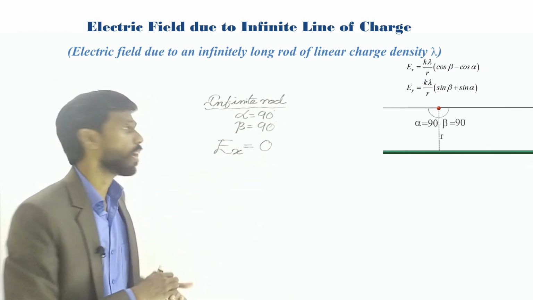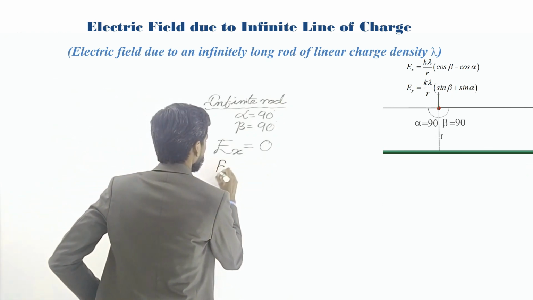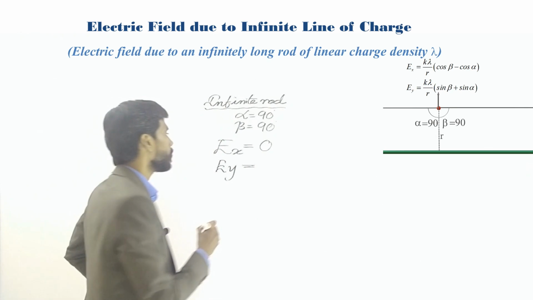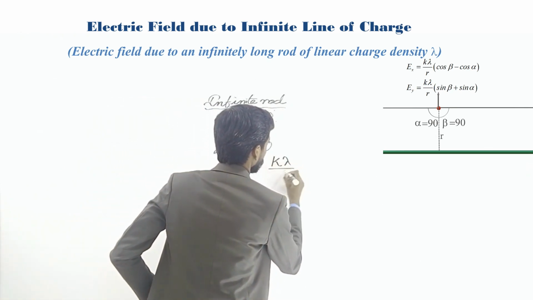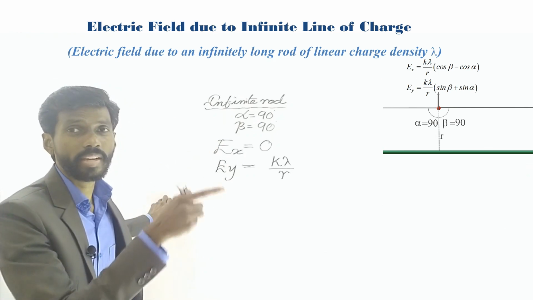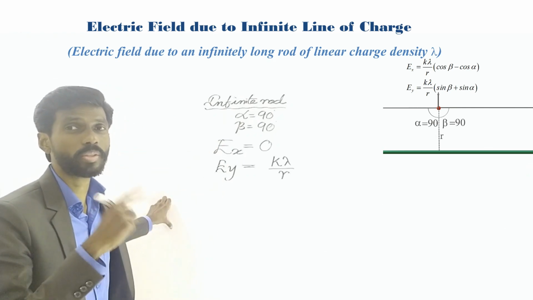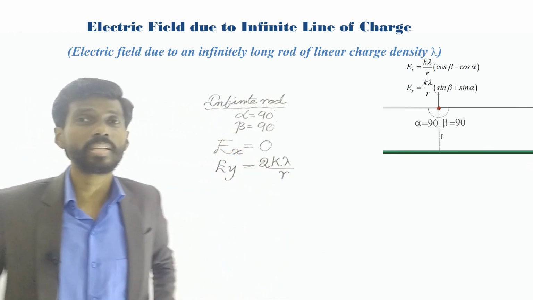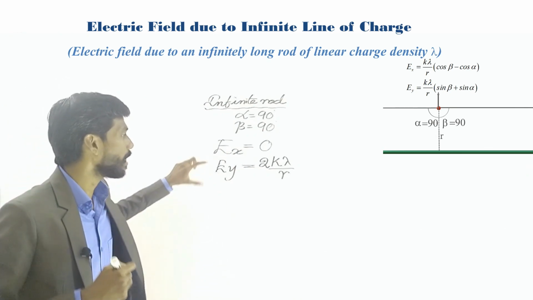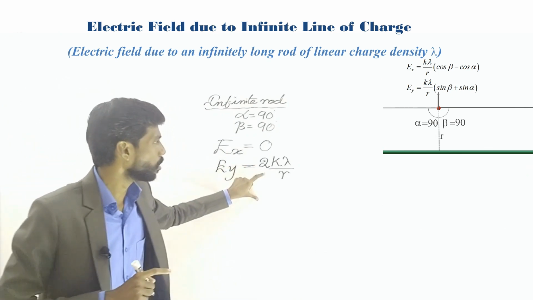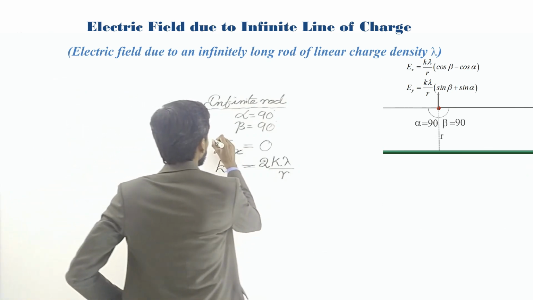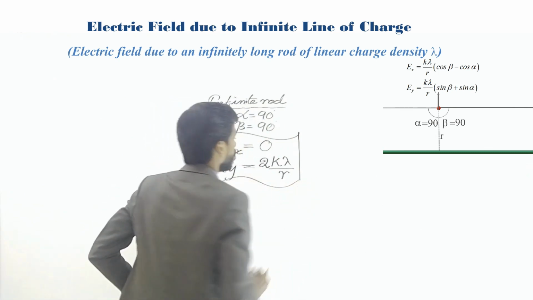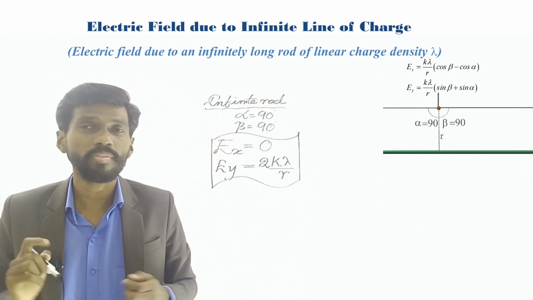That is the horizontal direction. Now what is the electric field in the vertical direction? Ey equals, substituting alpha and beta as 90 degrees, k lambda divided by r multiplied by sin 90 plus sin 90. Sin 90 degrees is 1, so 1 plus 1 is 2. So this is 2k lambda divided by r. This is the electric field due to an infinitely long rod. Only the vertical component remains, with magnitude 2k lambda divided by r. This is one thing that you have to remember: the electric field due to an infinitely long rod.